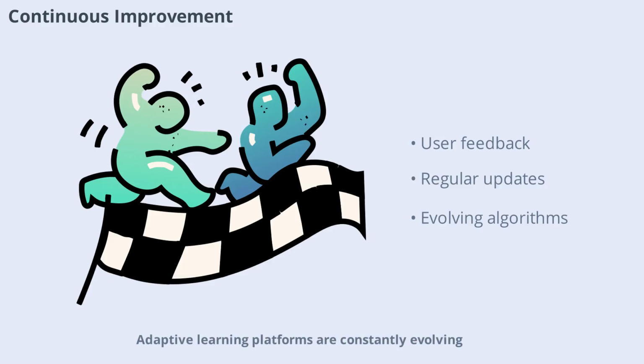Adaptive learning platforms are constantly evolving, with developers using feedback from users to refine algorithms and features. Regular updates ensure that the systems remain effective and relevant. This commitment to continuous improvement means that adaptive learning will keep pace with changes in technology, pedagogy, and learner needs.